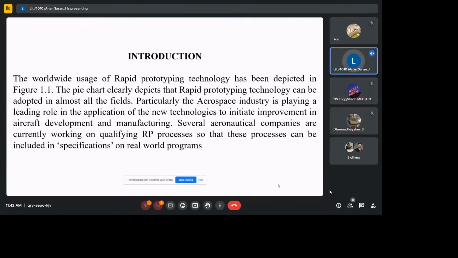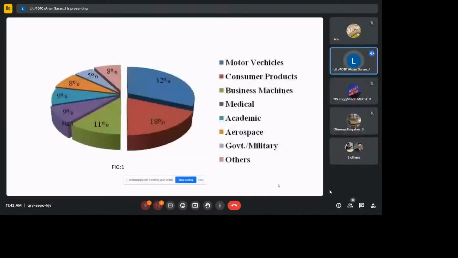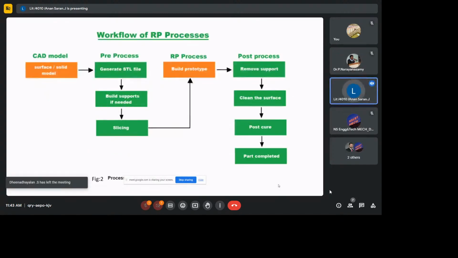Now we are introducing rapid prototyping, sir. The usage of rapid prototyping all over the world, in the flow chart that we are showing, this kind of thing has worldwide usage, sir. The pie chart: 32% in motor vehicles, 18% in consumer products, 11% in business machines, 9% in medicals, and 9% in academic, aerospace, government, military, and other, sir.